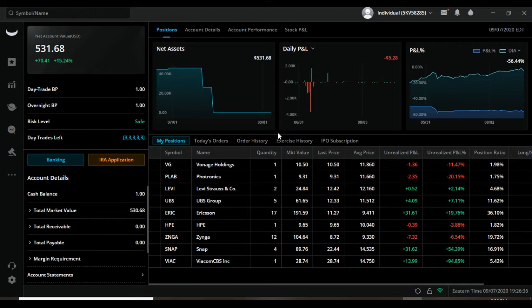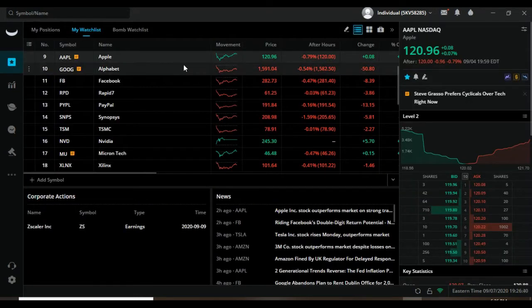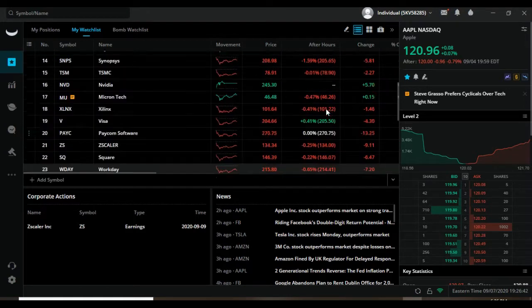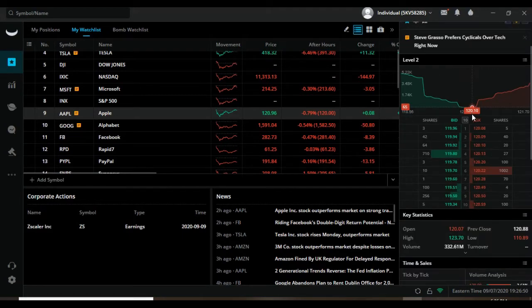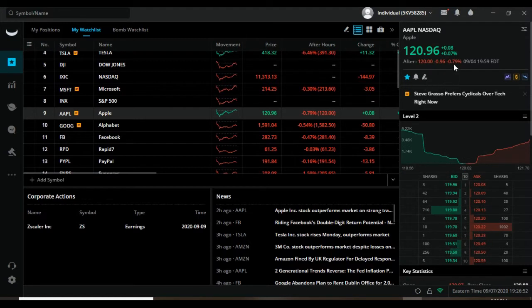So now that we got that out of the way, going back to the watch list, take a look here. This is the stocks that I've chosen, and this is the quick stock breakdown of all of the pertinent information. So you have the Apple stock, the aftermarket, the percentage, the last ticker.